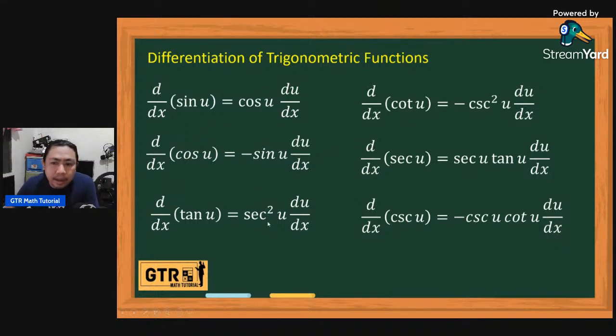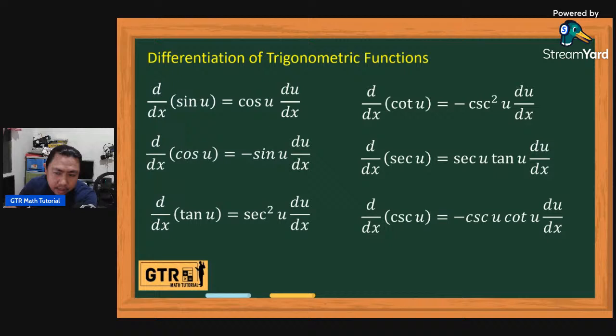So kung mapapansin nyo, may mga pattern naman yan, madaling kabisaduhin. Baliktaran lang no? Sine, derivative is cosine, cosine naman is negative sine. Yung tangent and cotangent parehas naka-square: secant squared and then negative cosecant squared. Tatlo yung negative, tatlo yung positive. Yung secant and cosecant, dalawang function: secant u tangent u, cosecant u is negative cosecant u cotangent u. Kailangan po nating kabisaduhin yan para mapadali ang pagsosolve natin.